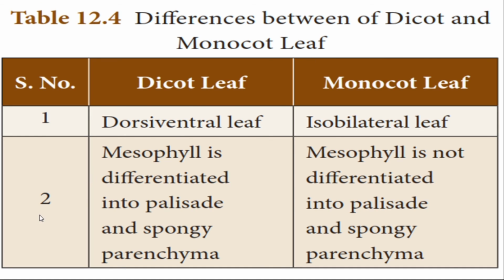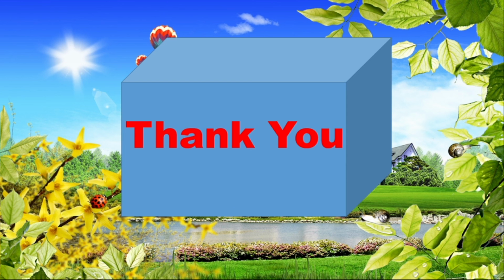Look at this. Second point, in the dicot leaf the mesophyll is differentiated into palisade parenchyma cells and spongy parenchyma cells. In the dicot leaf, we can differentiate the mesophyll: the cells close to the upper epidermis we call palisade parenchyma cells. The cells present close to the lower epidermis we call spongy parenchyma cells. We can differentiate them in the dicot leaf, but in the monocot leaf we cannot. There are no palisade parenchyma cells and no spongy parenchyma cells. Thank you.